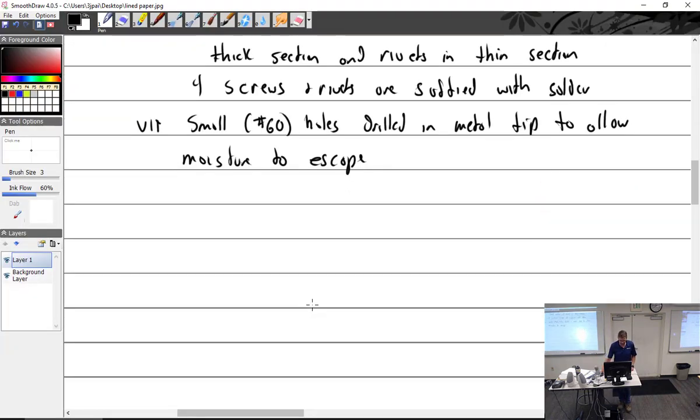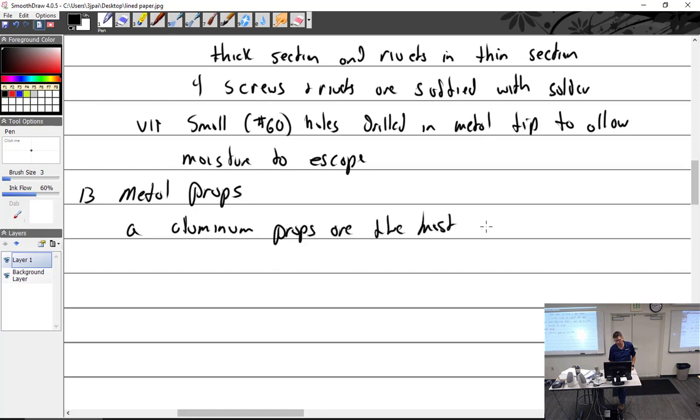All right, talk about metal props. All right, aluminum is the most common. I'm only aware of one prop that's a metal prop that's steel, and that's actually our ground adjustable, the black one right there you guys are working on. That's a steel prop. All the rest of my, if they're metal, they're aluminum.